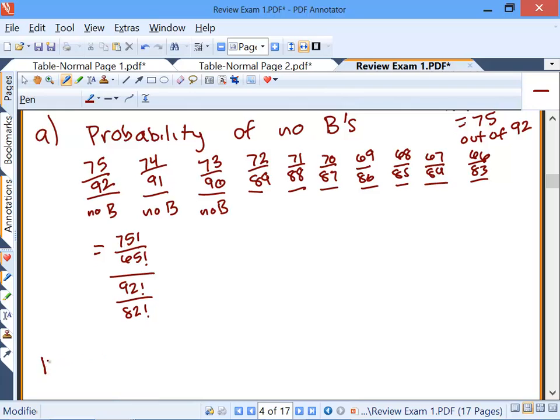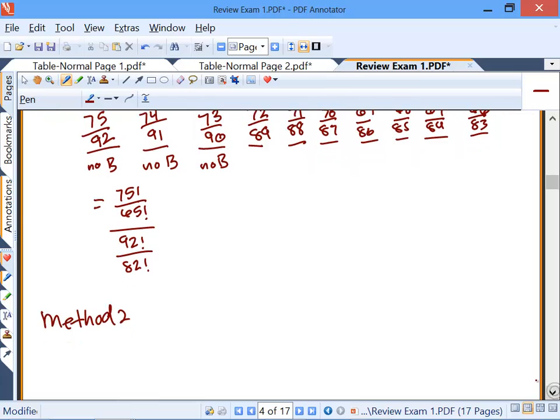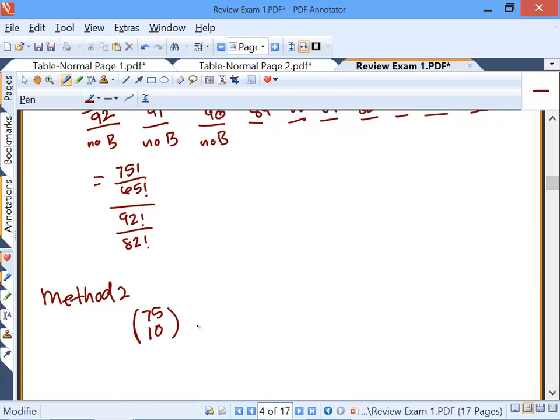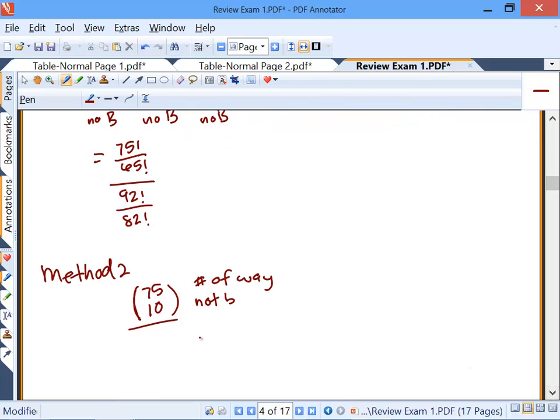So I need to choose 10 fibers that are not B. How many fibers are not B to start with? There are 75 not B fibers, and I need to choose 10 of them. Correct? So this is to get not B's. And that's just the number of ways to get not B, but you need to divide that by the total number of samples.